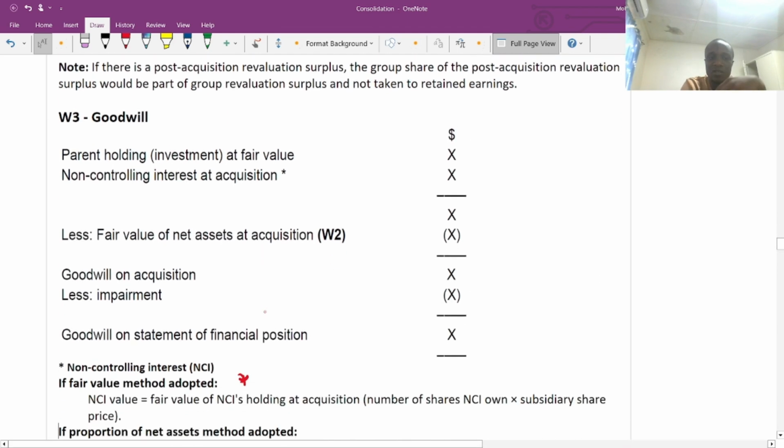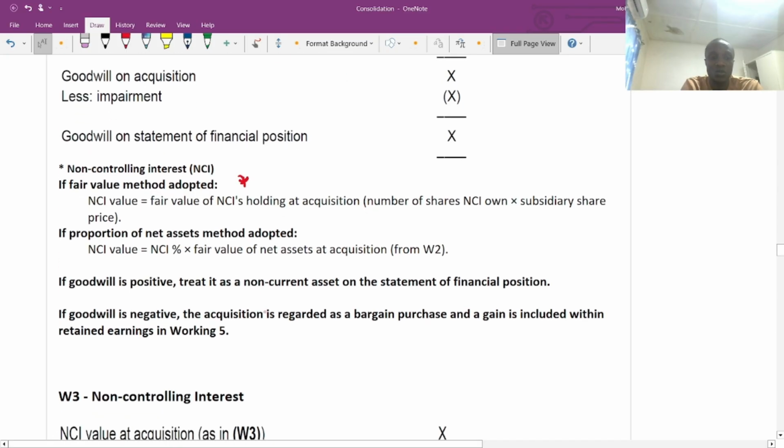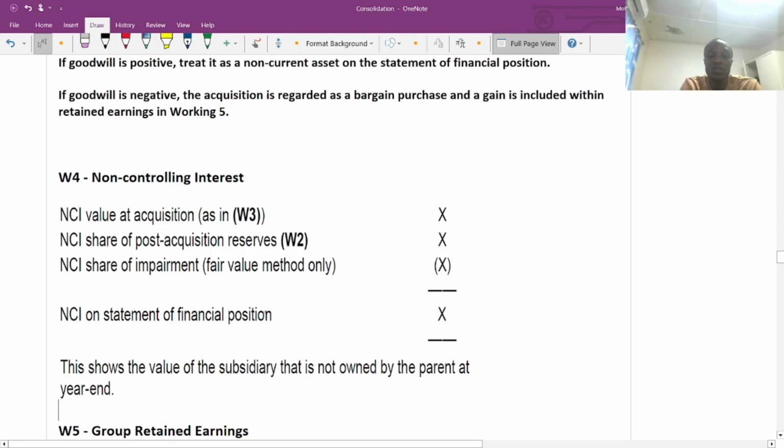Very important point and very important concept you need to know. So these are the formula you need to know, the steps you need to know. Then working four, the calculation of the non-controlling interest. Basically, the NCI, in other words, the share of the subsidiary in the group structure, is what we refer to as the NCI. So for the NCI, we are going to look at the NCI value at acquisition, which we have calculated from working three.